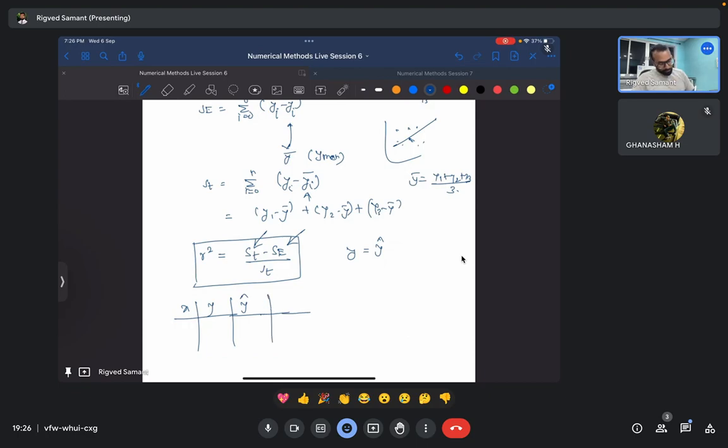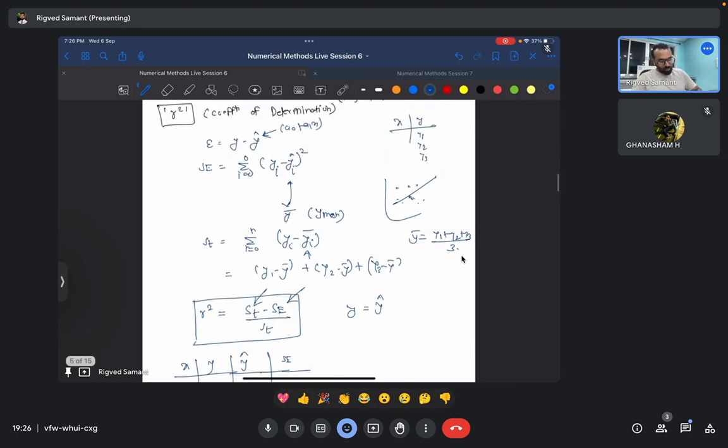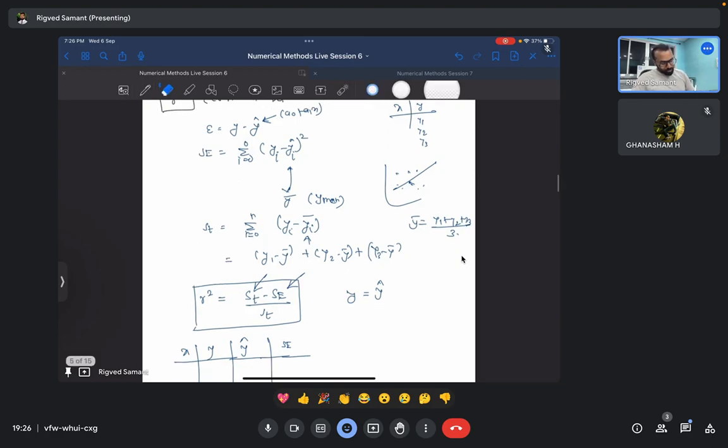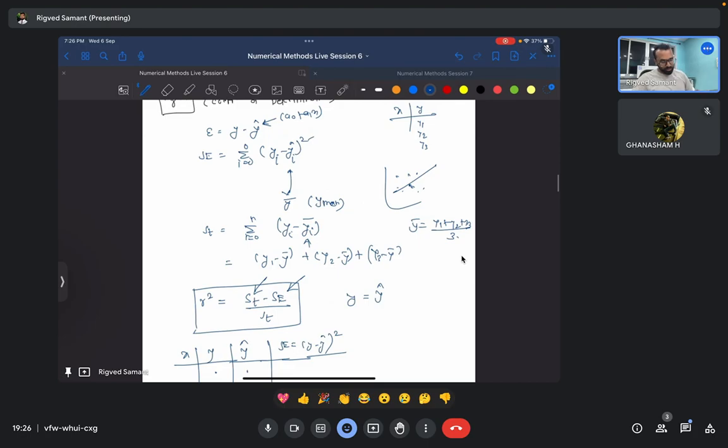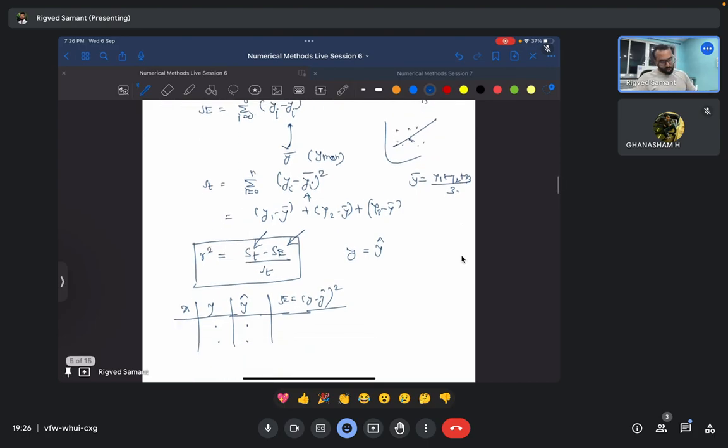Then what you want is SE, right? What is SE? Y minus Y hat. So here you will have a column Y minus Y hat. You will subtract this from this from this, and take the square here, because there is a square in the formula. This is also squared, this is also squared. So you will do that.